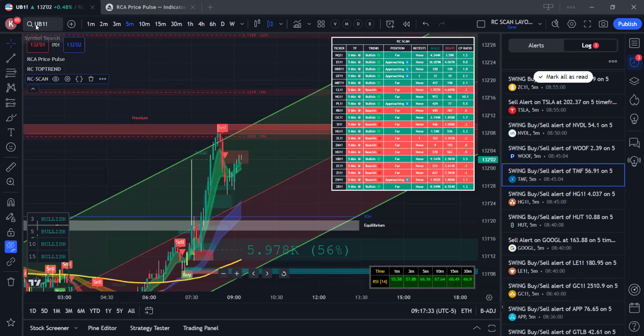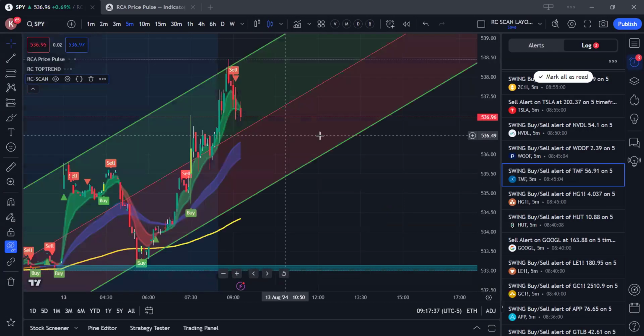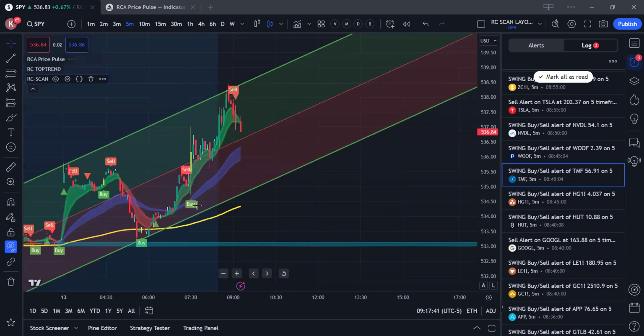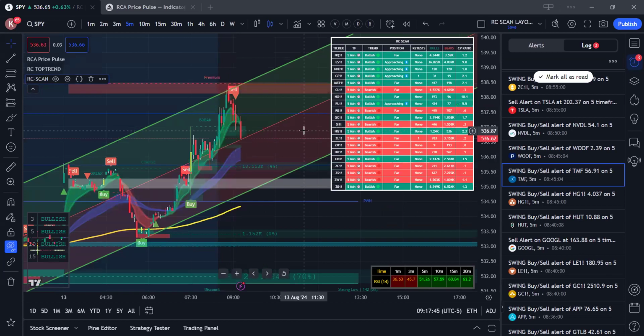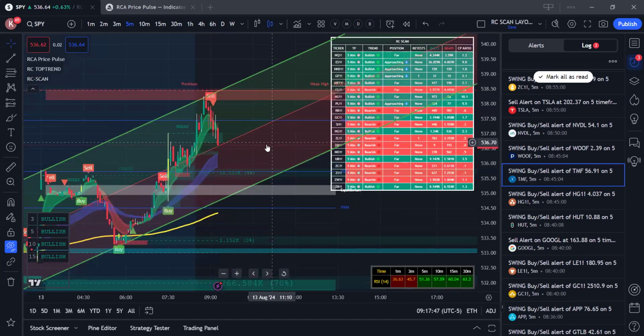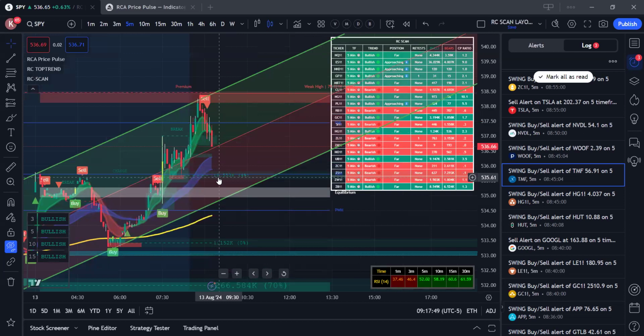Let's go to SPY and check. SPY moved all the way to the top, now giving a pullback. If it comes and touches this area, then we can buy the SPY calls.